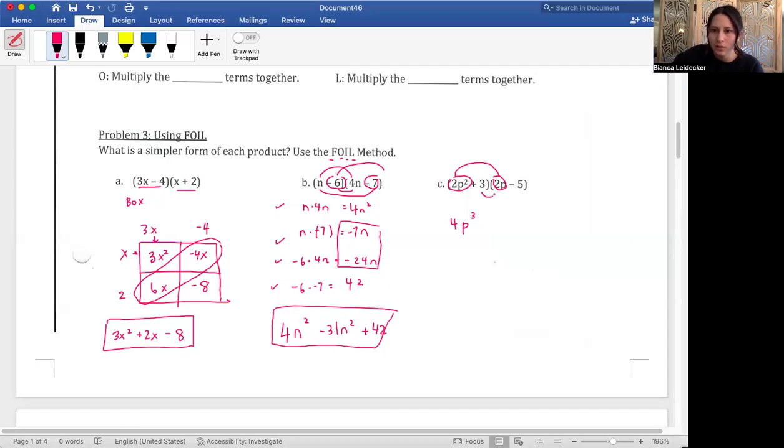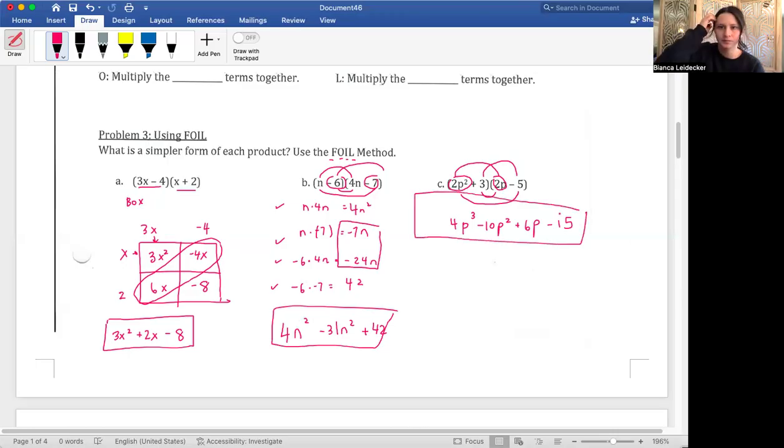Then I do the outer terms. So negative 5 times 2 makes this negative 10p squared. Then the inner terms. So 2p times 3 would be positive 6p. And then my last terms, which would be negative 15. And in this case, when I work this all out, I actually cannot combine anything. There are no like terms because the degrees of each term are completely different. And so that's our final answer there.